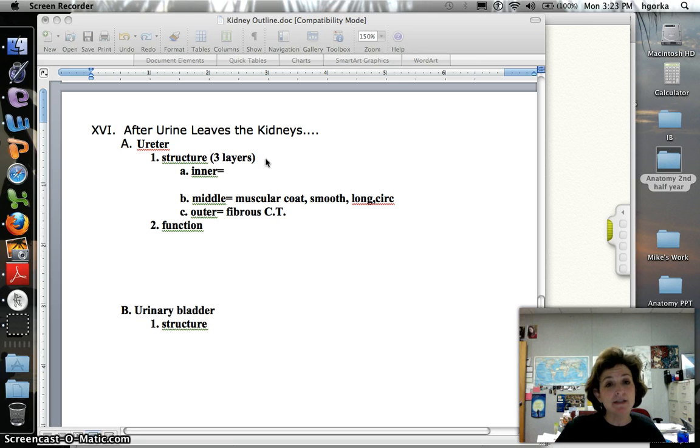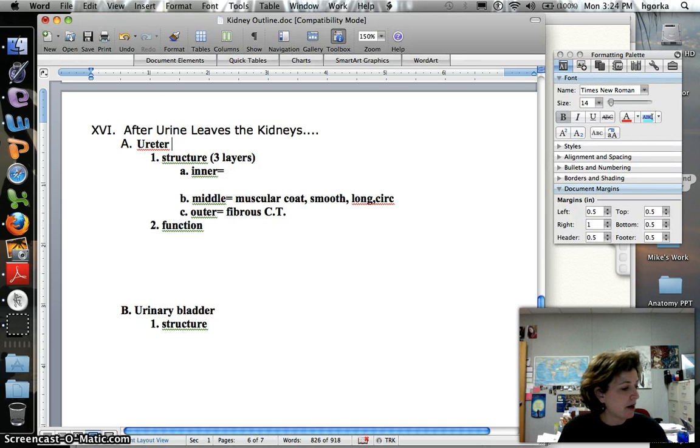So after urine leaves the kidneys, it's going to travel from each of the 2 kidneys down through 2 structures called the ureters. And the ureters are approximately 25 centimeters long. They're tubular. They're made up of 3 layers of tissue, kind of similar to a lot of our different body structures.